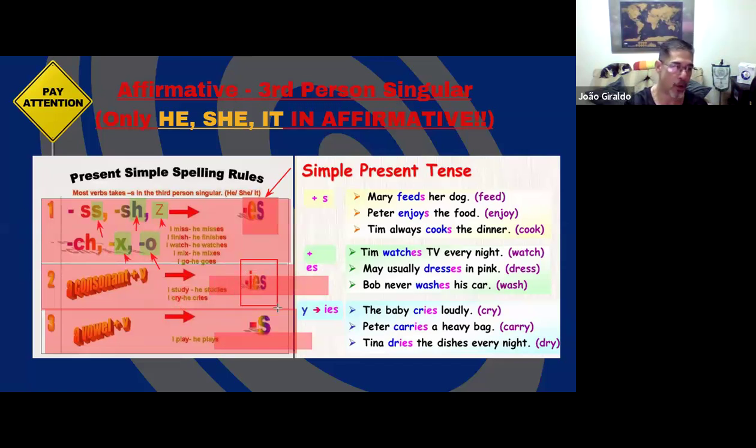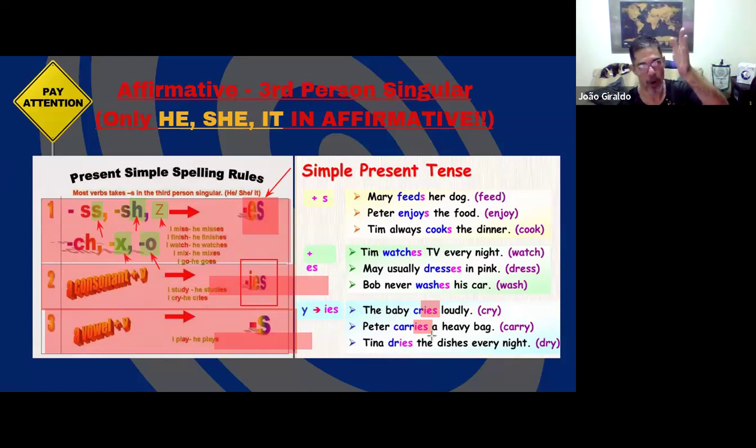Okay, so I cry, he, she, it cries. Okay, with I-E-S to the verb. For example, here. Okay, the baby cries. Okay, I add I-E-S to the verb, because it's the baby's it, or he, or she. Okay? Peter carries a heavy bag. So the verb to carry is to hold in your hand. Oh, I'm carrying a big bag.